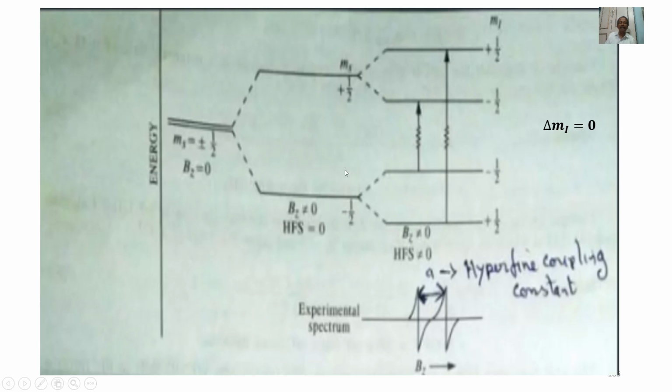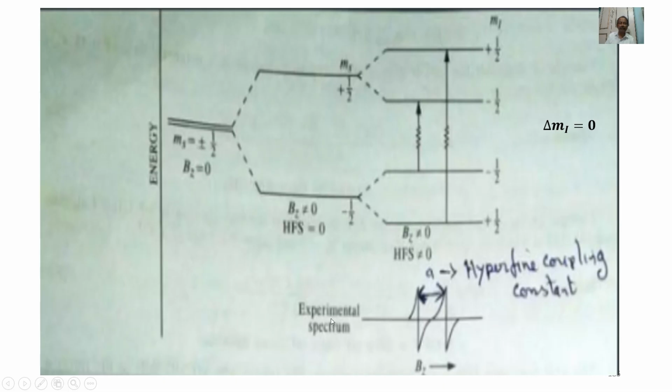Further, when it interacts with the magnetic moment of the nuclei, this line is split into plus 1/2 and minus 1/2, and this line splits into minus 1/2 and plus 1/2. These 4 lines are called the hyperfine structure. We have to follow the selection rule, del Mi equals 0. So the transition is between minus 1/2 and minus 1/2, where del Mi equals 0, and plus 1/2 to plus 1/2, where del Mi equals 0.